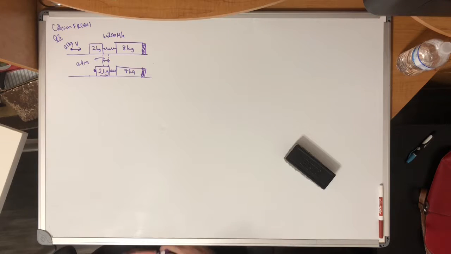Hi guys, this is the third question on collision from the homework paper. We have two objects attached with a spring in between them, and another tiny object that is hitting the 2 kilogram object from the left. We don't know its speed, and the spring constant between the two objects is 200 newtons per meter.